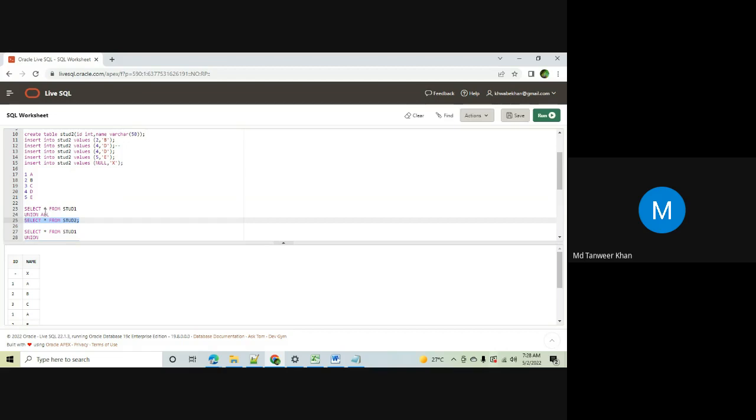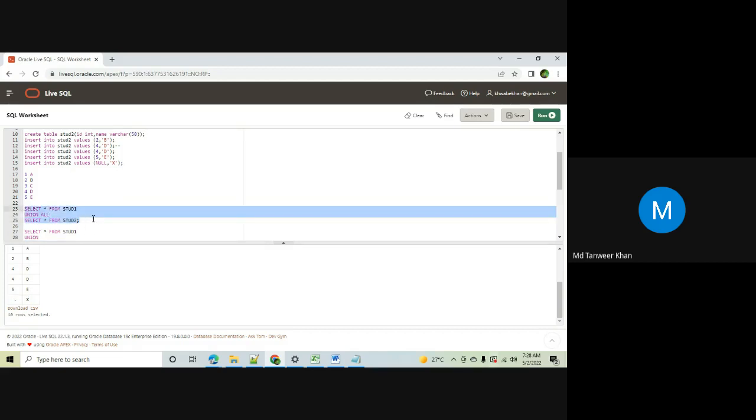So in Union all, we are displaying all the results, whether it is duplicate or not duplicate, from both the tables. That's why you can see null x is coming twice, because it was present in both the tables. Any question on Union all? Is this clear or any confusion?